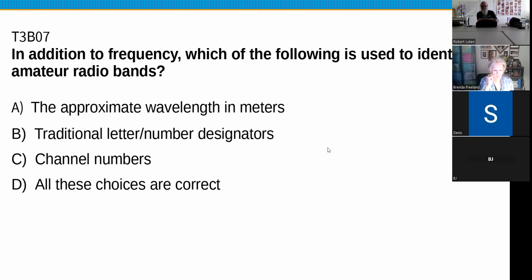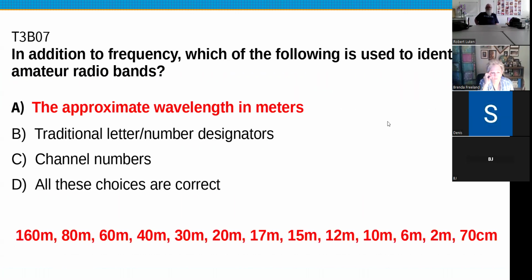In addition to frequency, which of the following is used to identify amateur radio bands? Alpha. All right. And down at the bottom, I listed all of the amateur bands. There's quite a few little sections.